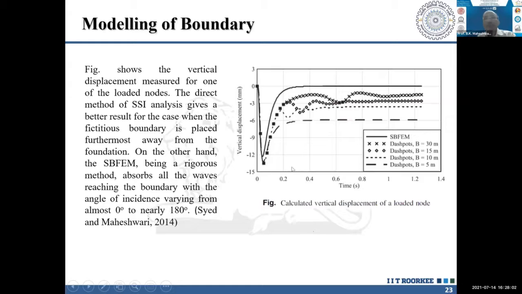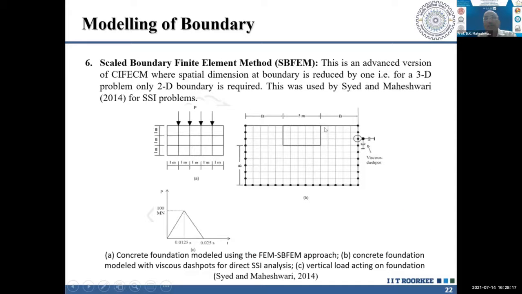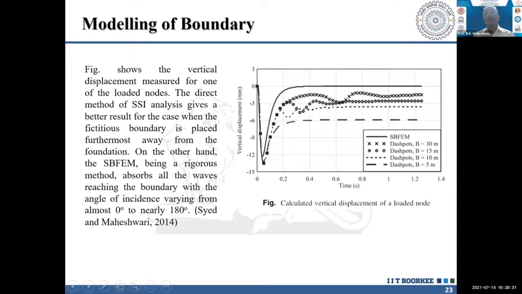In this slide, you could see that the solid line, the top line, is using SBFEM. And these are from the dashpot, where B is the dimension shown here. Naturally, when you use viscous dashpot, you can get close results. But in that case, you need to use a large domain. Once you use this large domain, you could get accurate results, but at the cost of high computation. So what has been done here?